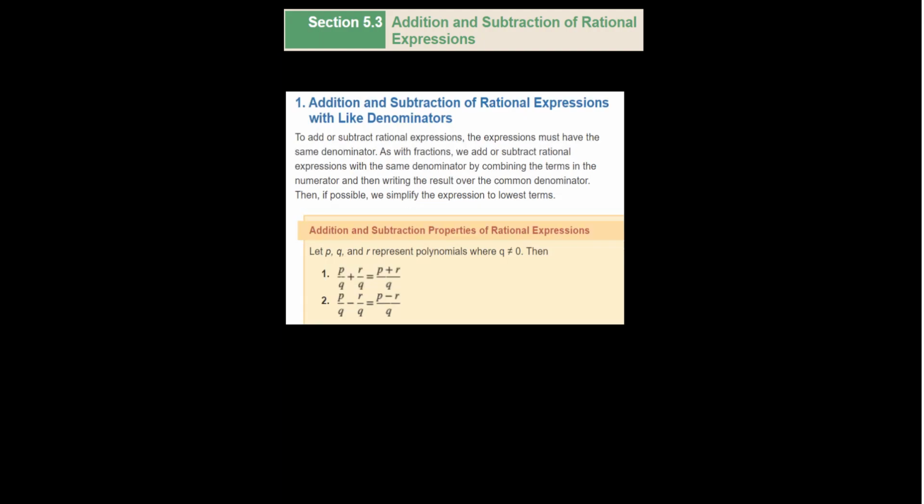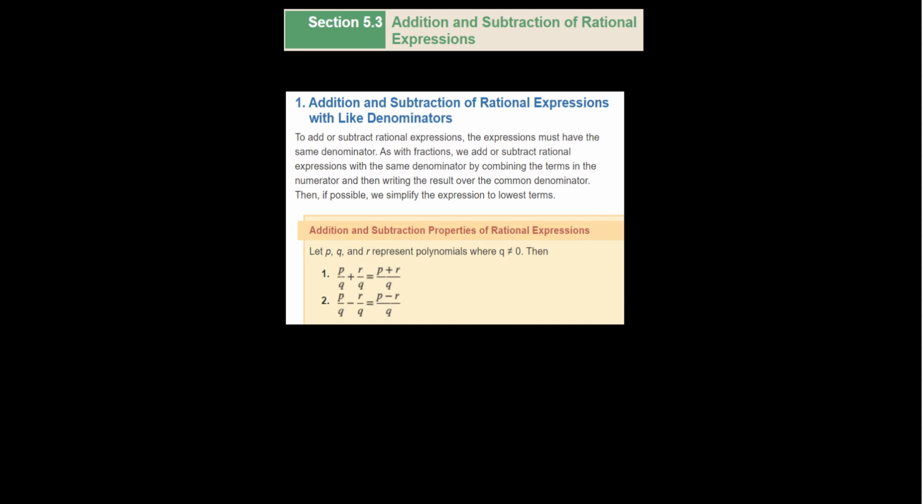Alrighty, so to add or subtract rational expressions, the expressions must have the same denominator. As with fractions, we add or subtract rational expressions with the same denominator by combining the terms in the numerator and then writing the result over the common denominator. Then, if possible, we simplify the expression to lowest terms.